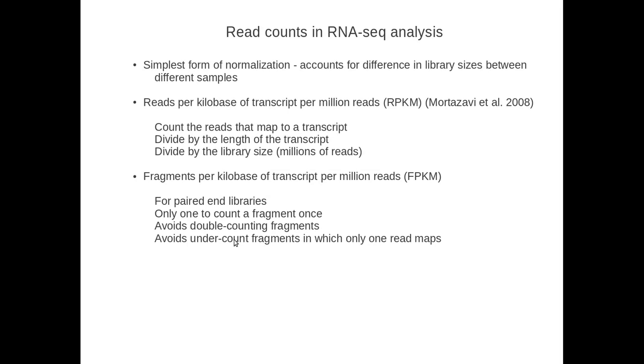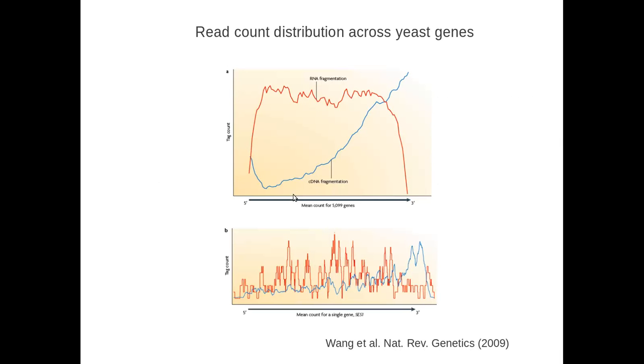It also avoids undercounting those fragments in which only one read mapped, in which case you might only count a particular transcript once. So this tightens up or reduces the variance associated with this trivial problem of dealing with paired end data.